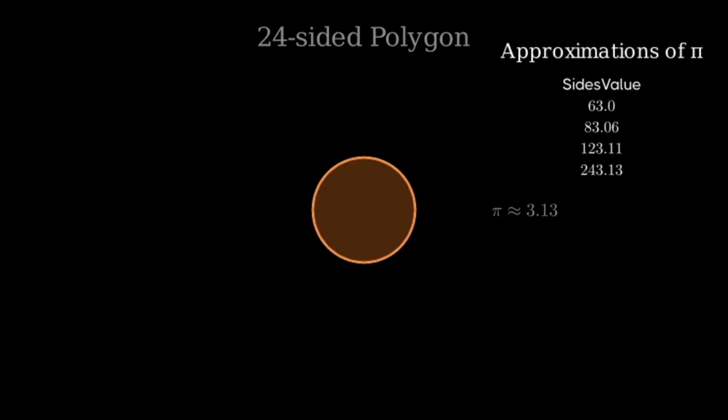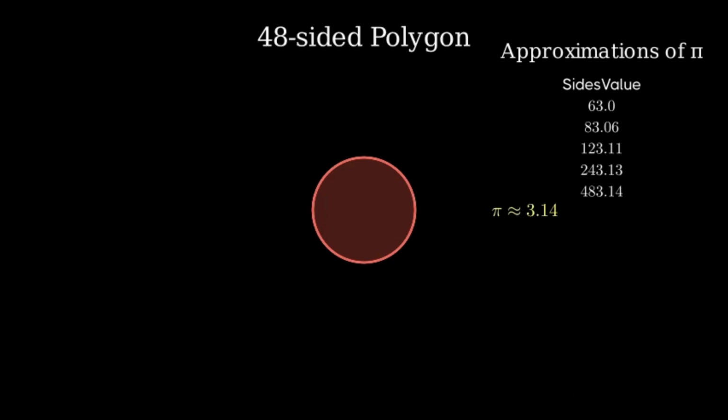At 48 sides, the difference between our polygon and the circle becomes almost imperceptible to the naked eye. Looking at our table, we can see how each increase in sides brings us closer to the true value of pi. This inscribed polygon method was used by Archimedes in the 3rd century BCE.